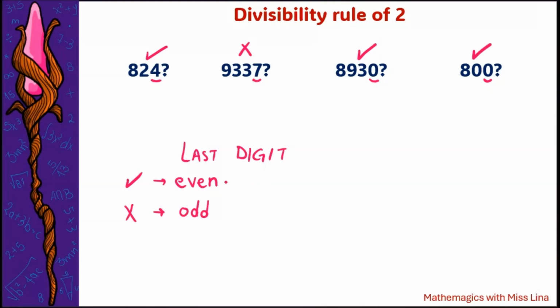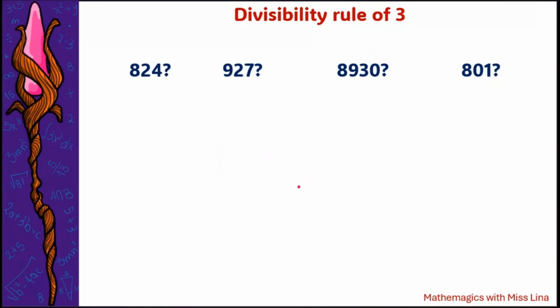Remember also that the even digits are just 0, 2, 4, 6, and 8. If any number ends in one of these digits, then it's divisible by 2. Now let's check what happens with the divisibility of 3. This one requires a little more effort to know if it's divisible by 3 or not.